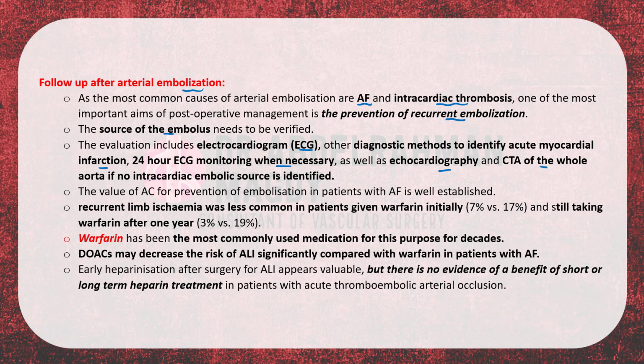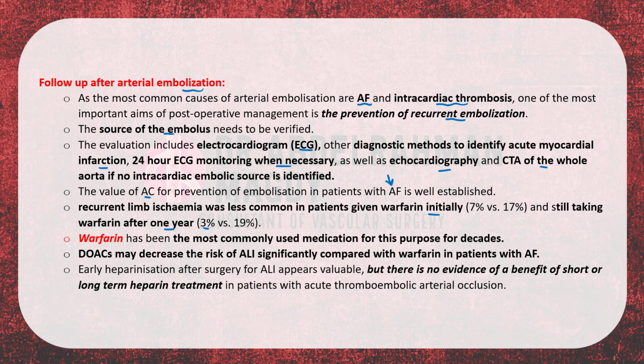of the whole aorta if no intracardiac embolic source is identified. The value of anticoagulation for prevention of embolization in patients with AF is well established. So what type of anticoagulant to use? Recurrent limb ischemia was less common in patients given warfarin initially, 7% versus 17%, and still taking the warfarin after 1 year. So the warfarin provides good prevention of recurrent embolization, either initially or after 1 year.